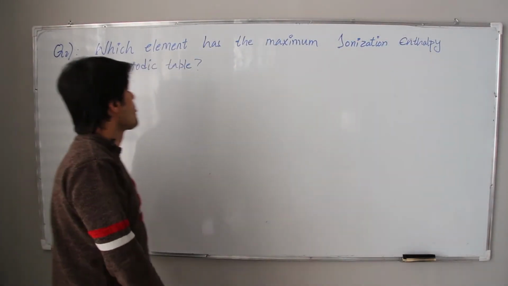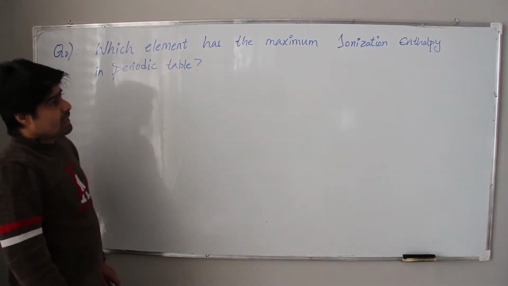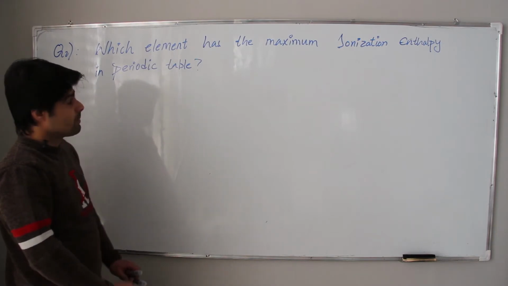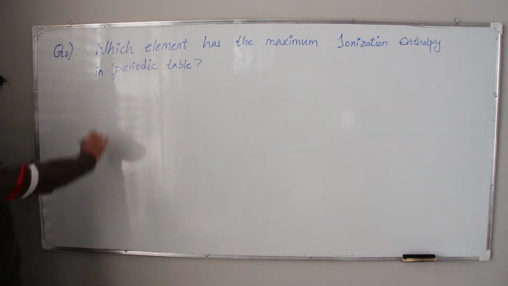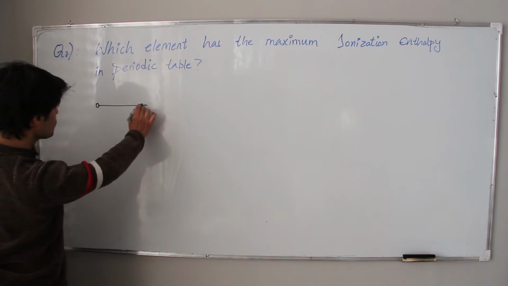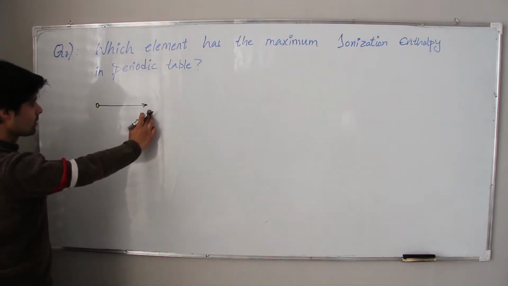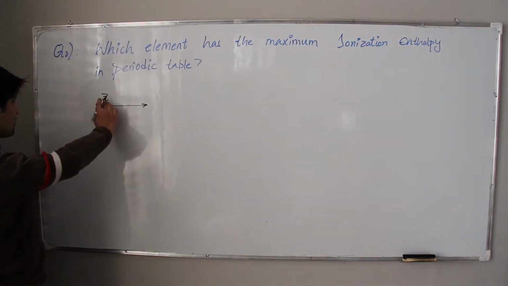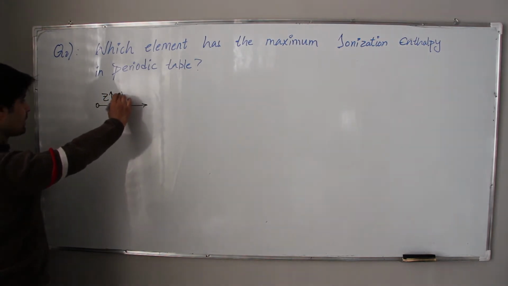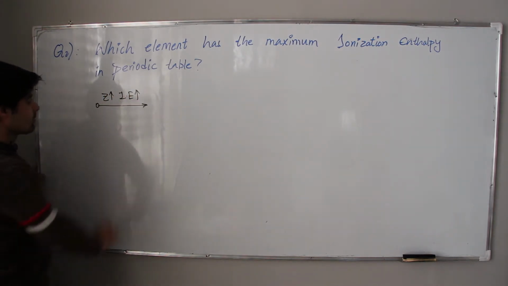Question number 2. Which element has the maximum ionization enthalpy in the periodic table? We know the condition that if you go from left to right, Z or atomic number is increasing, ionization enthalpy is also increasing.